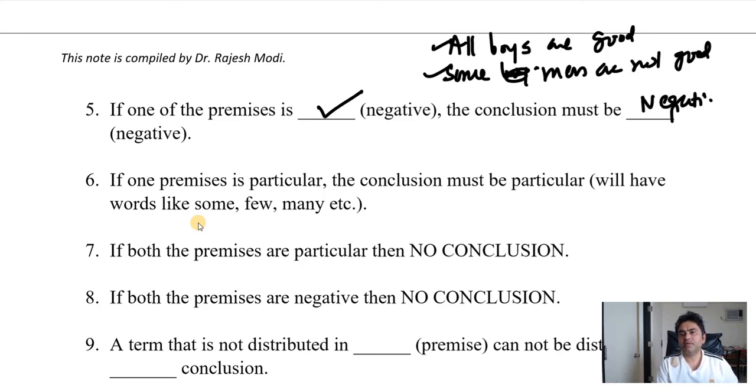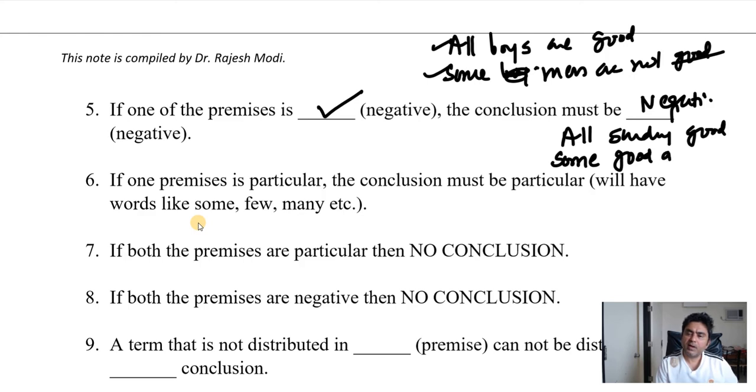If both the premises are particular, if some and some, if these two premises are given, then because they are particular, no conclusion will be built up. If both the premises are negative, then no conclusion will follow. A term not distributed in the premises cannot be distributed in the conclusion.